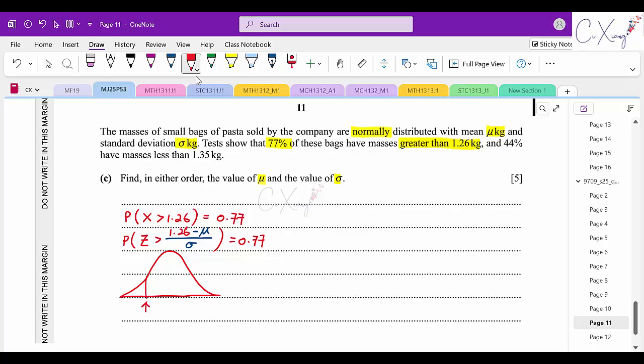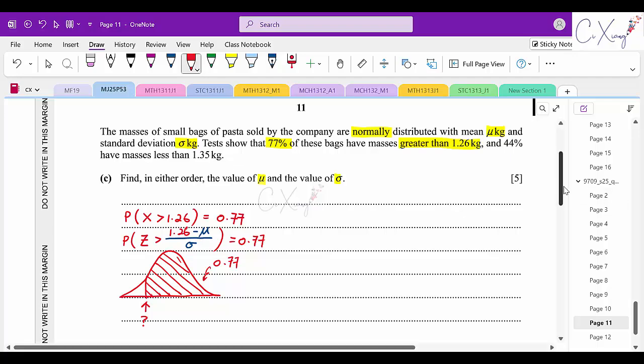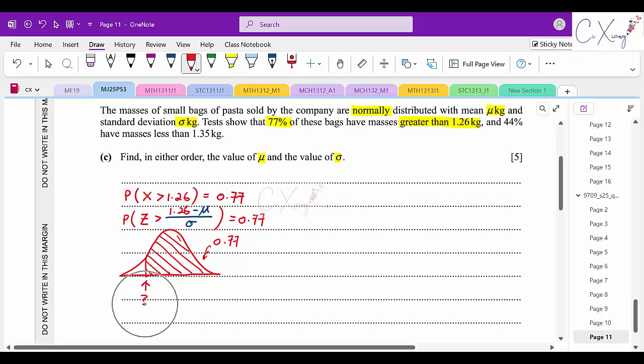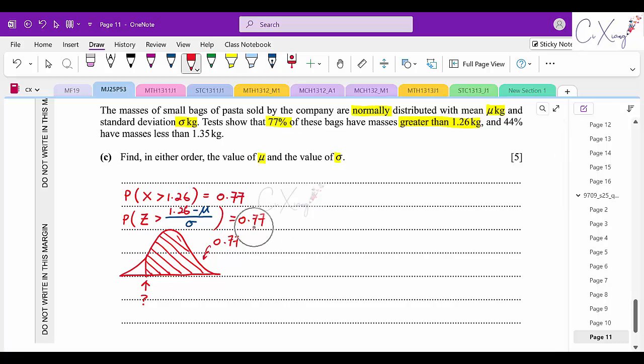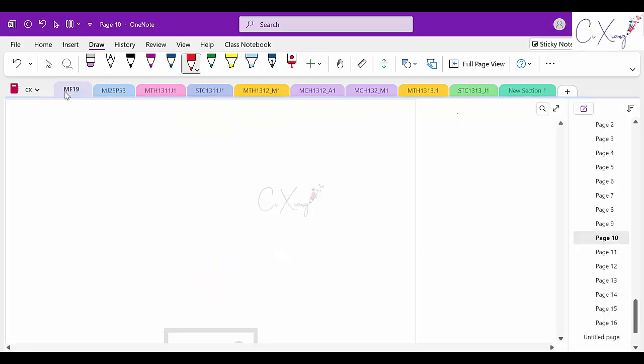Okay, I need to find the value of Z that fulfills my equation, where Z greater than a particular value gives an area of 0.77. To find this value of Z, you need to read the normal distribution table backward, because this is the probability provided and this is the value of Z.